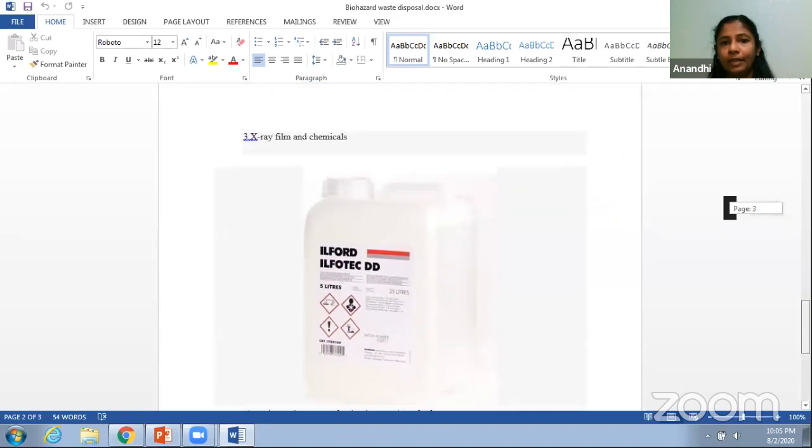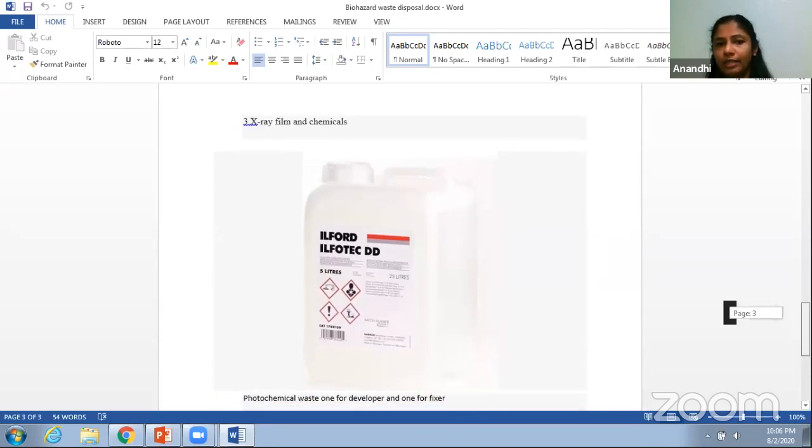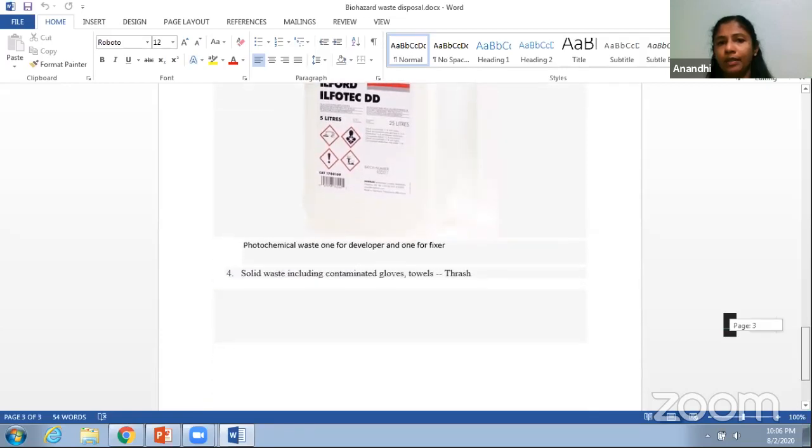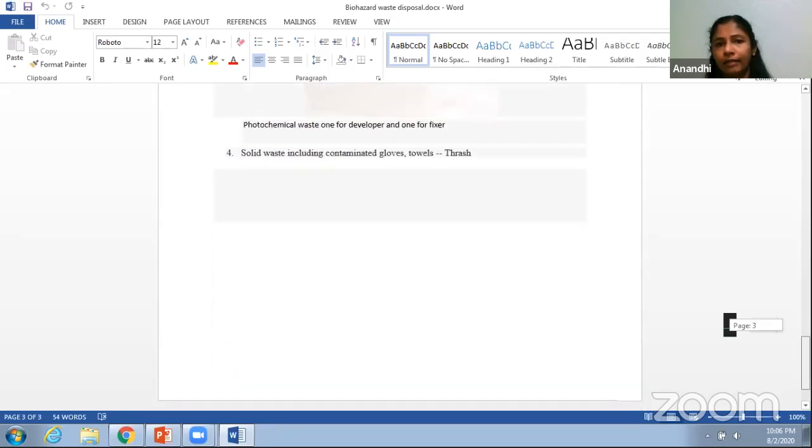And I don't do this anymore. My office is fully digital, so we don't have X-ray chemicals. Before, I used to have X-ray chemicals, one for developer and one for fixer. Again, we stored it, and then a company came and picked up all the fixer and developer.